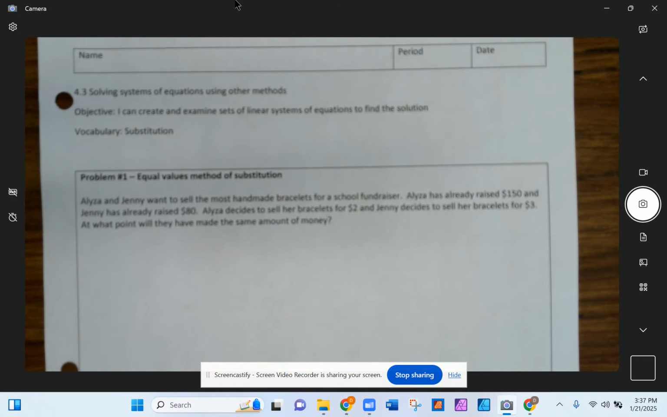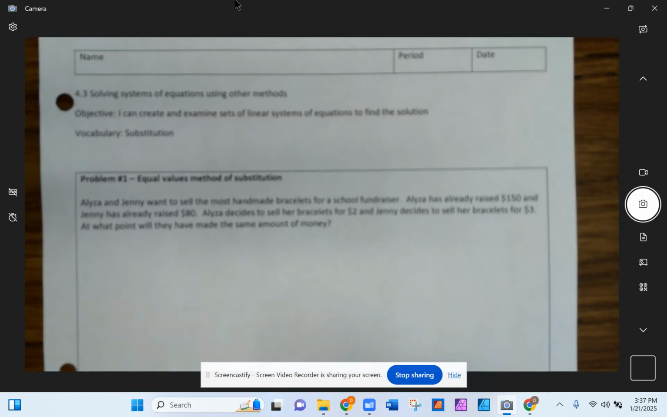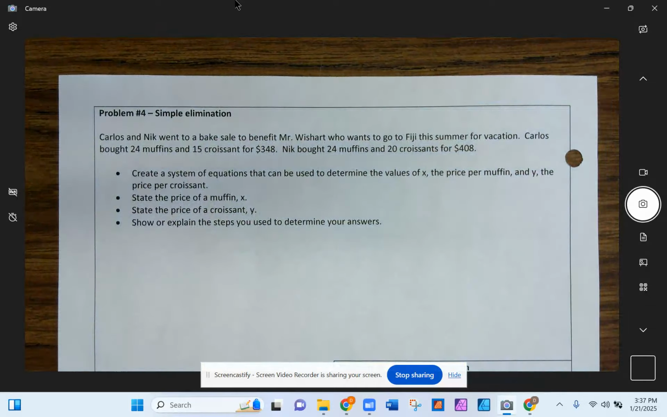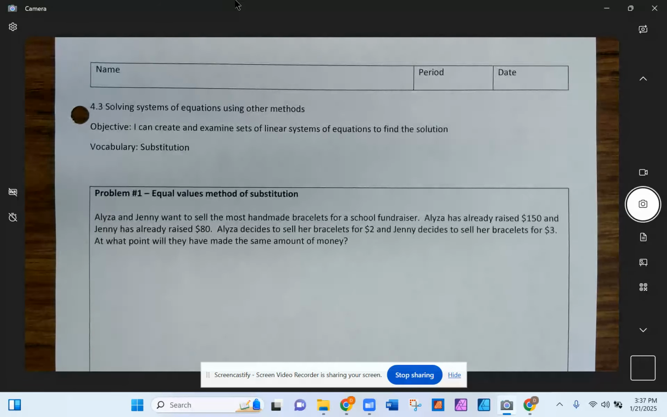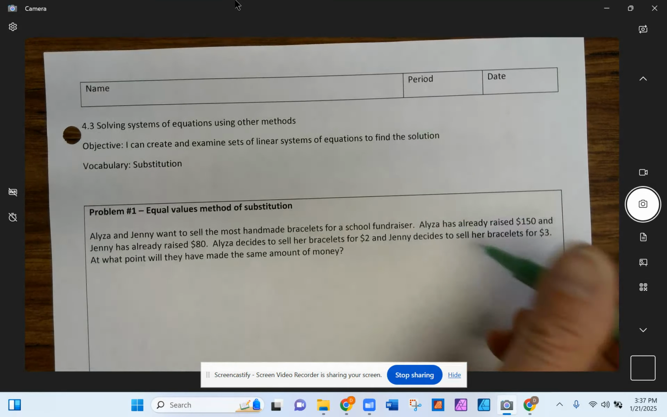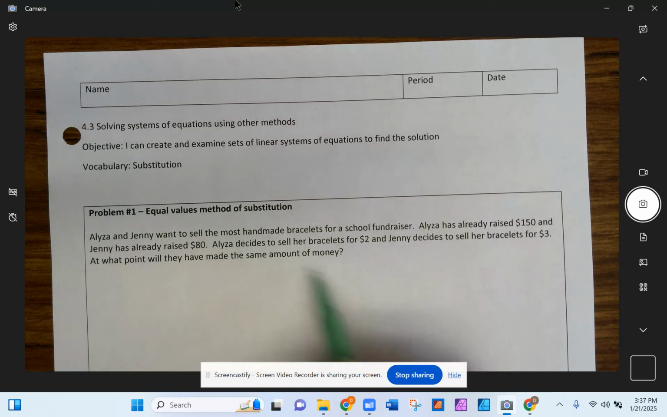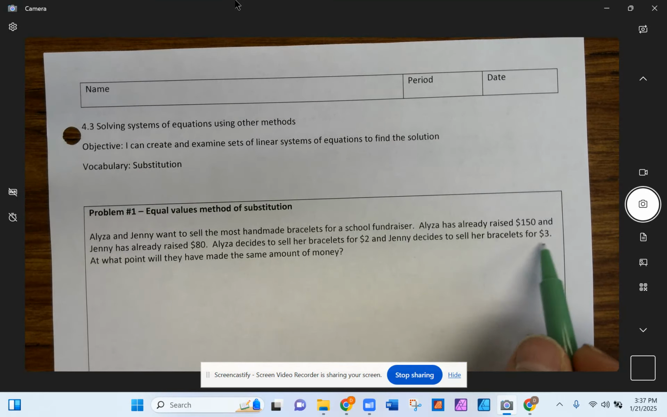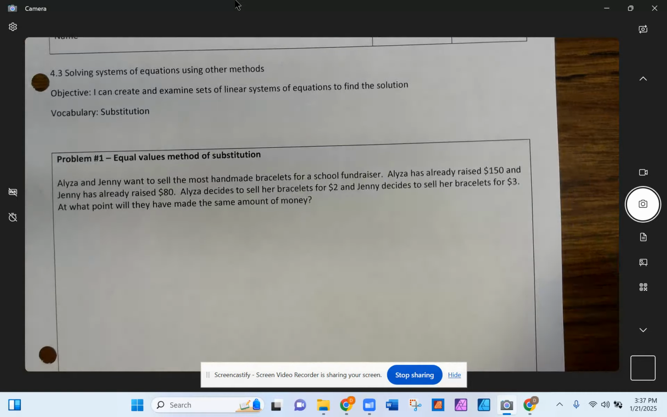We're going to talk about a form of substitution called equal values, and then on the back here, we'll talk about just a couple simple elimination problems. So we got Eliza and Jenny. They want to sell the most handmade bracelets for a school fundraiser. Eliza had already raised 150. Jenny has already raised 80. Eliza decides to sell her bracelets for 2, and Jenny decides to sell her bracelets for 3. At what point will they have made the same amount of money?